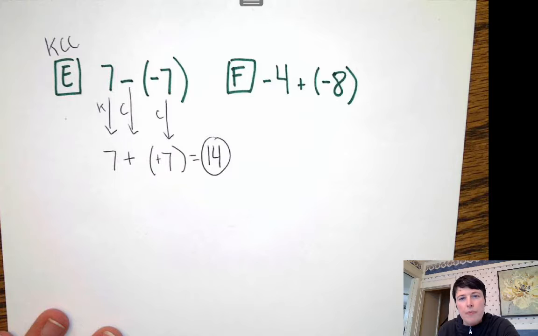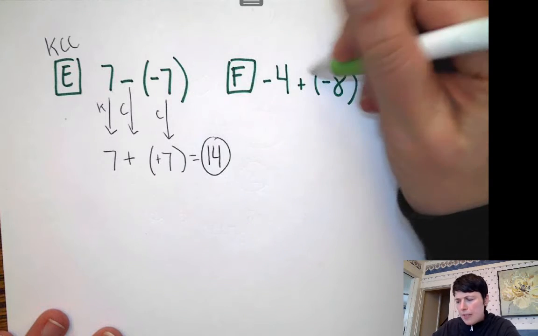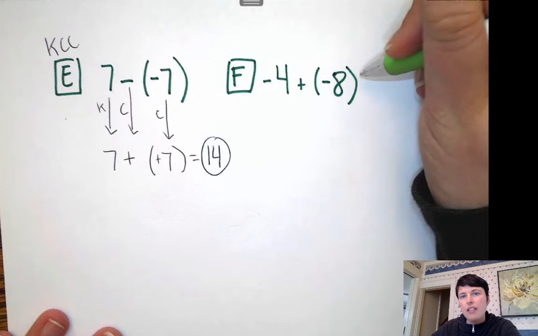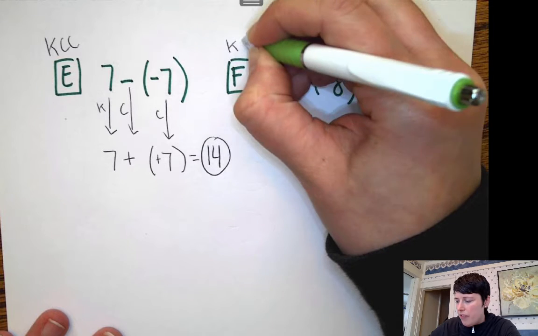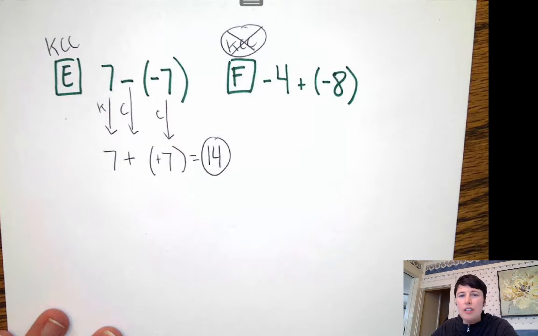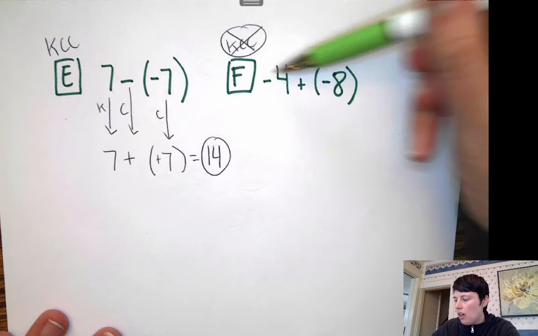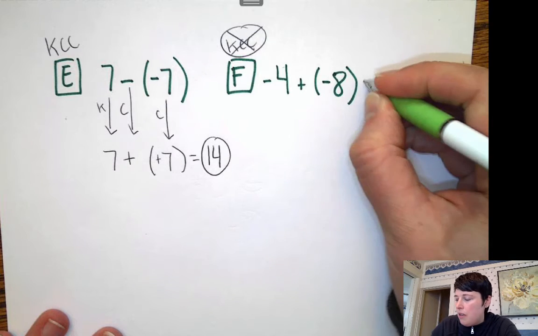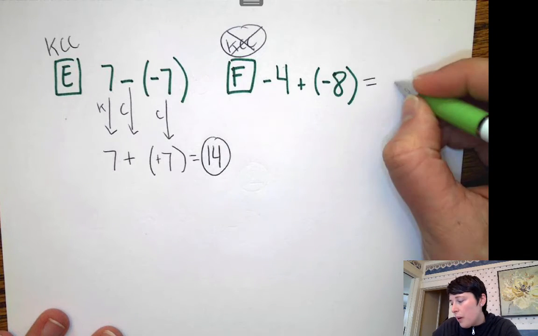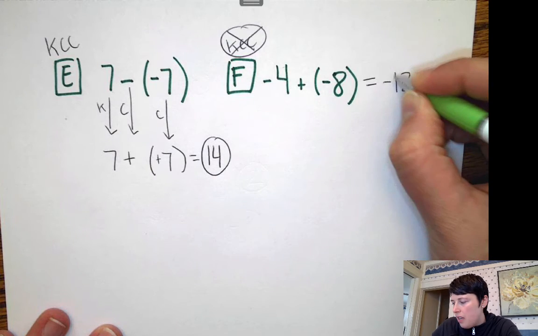And there it is. So I hope that's what you did. And if you didn't, look for your mistake. Can you figure out where your mistake is? And then let's look at F. F says -4 plus -8. That's an adding problem. This is not K.C.C. In fact, I'm going to circle K.C.C. and X it out. Nope, it's right to the adding rules. Same signs, add and keep, different signs, subtract. Same signs, these are the same sign. -4 and -8 are the same sign. So we are going to add them and keep them. 8 plus 4 is 12. And they're both negative, so the answer is -12.